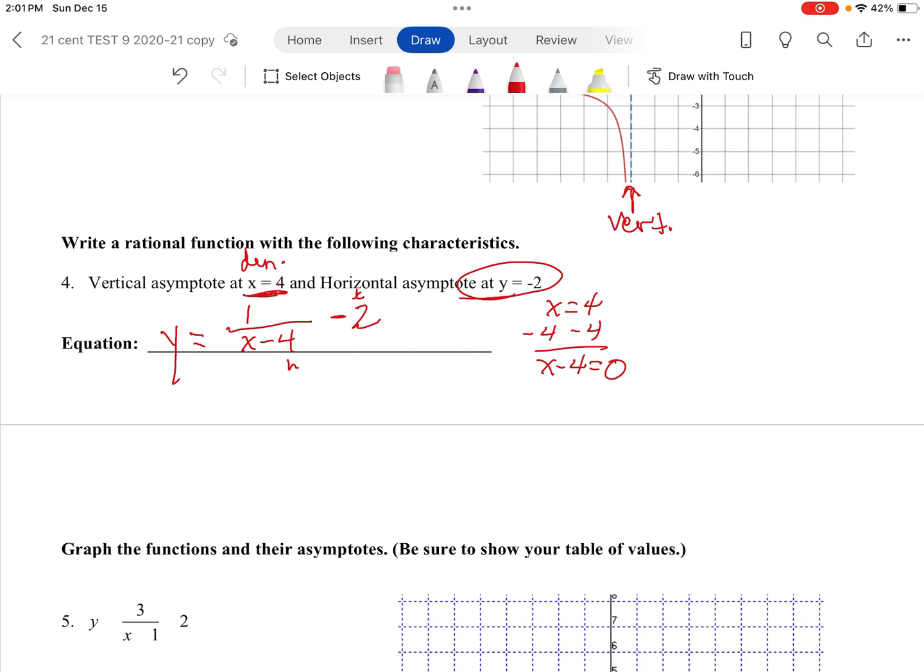Or I could write it in a non-parent function. Y equals, it's still going to be a denominator of x minus 4. To get y to be -2, I would need a negative 2x in the numerator so that my y equals negative 2 over 1. Either one of these equations is correct.